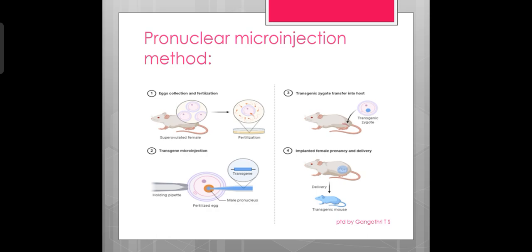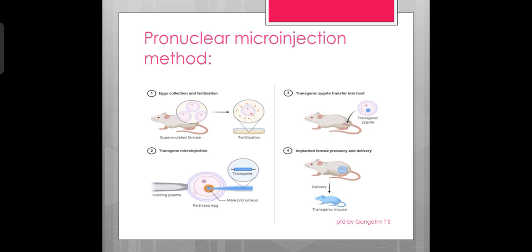So, the pronuclear microinjection method. We'll have the overview. A female animal is superovulated and eggs are collected. You can see in the picture. The eggs are then fertilized in vitro.